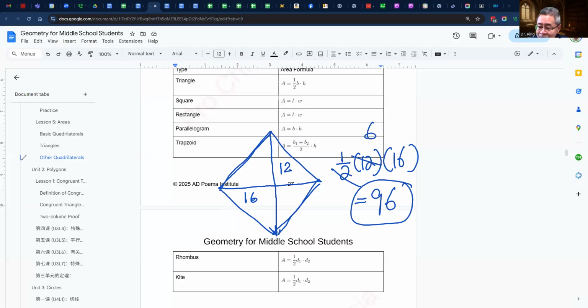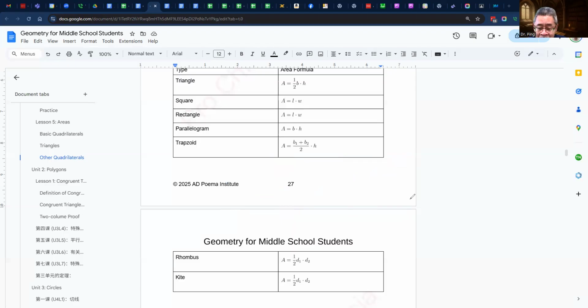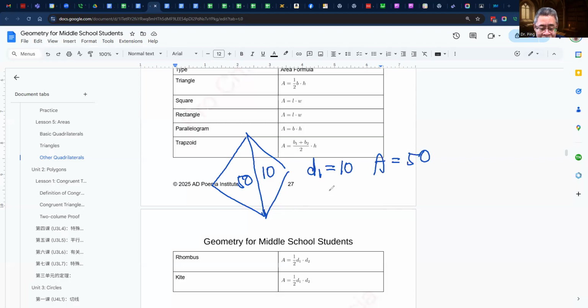Okay, great. And now we're going to do the other way around. We know the area is 50 and we know one diagonal. One diagonal is 10. So what is the other one? So with d1 is 10, A is 50, and we're asking for d2.